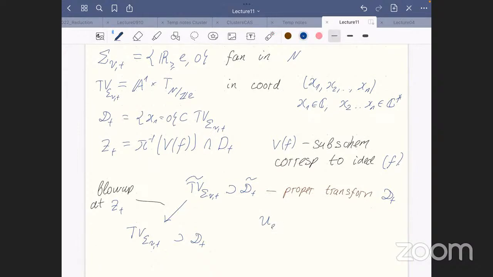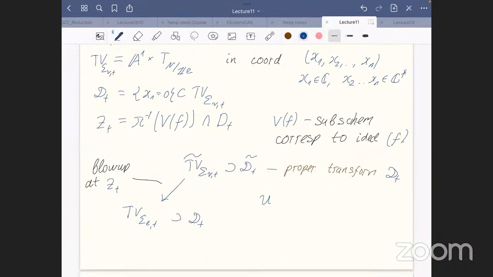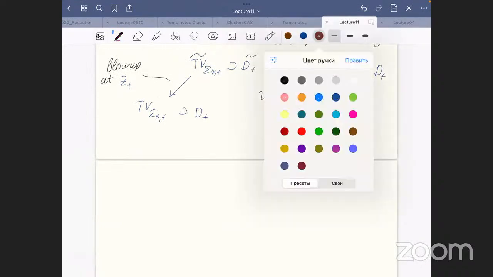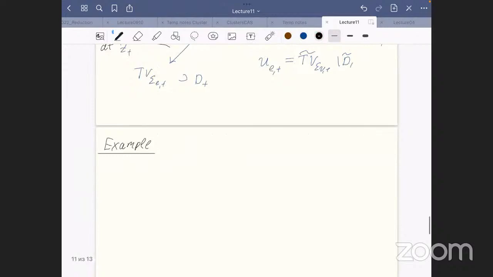And u should be, but whatever. And now the last notation for a moment: u is TV tilde of sigma v plus without d plus tilde. Maybe I'll write d mod this way. Just to have something in your head, let me draw an example.